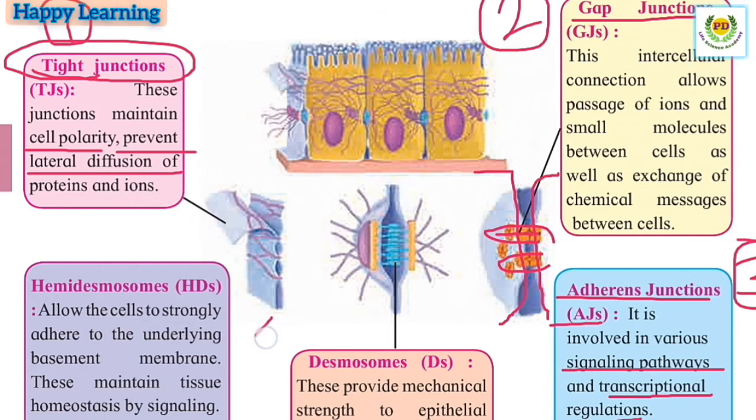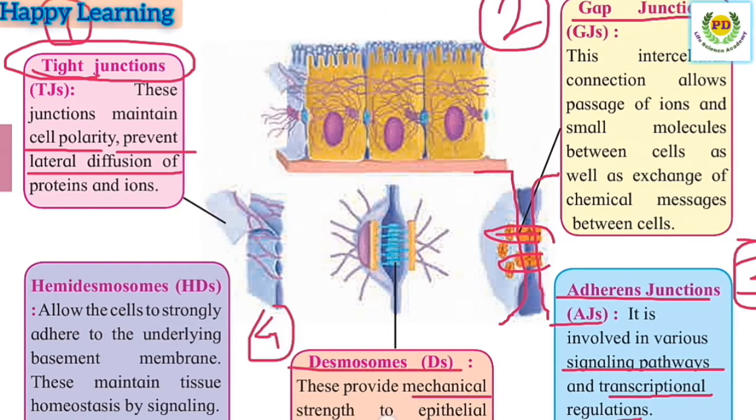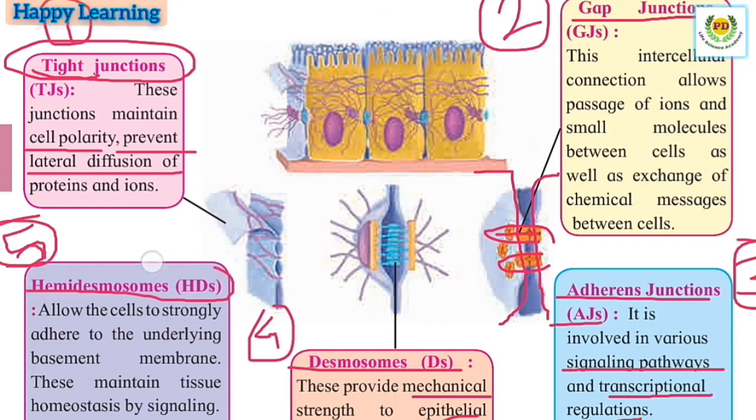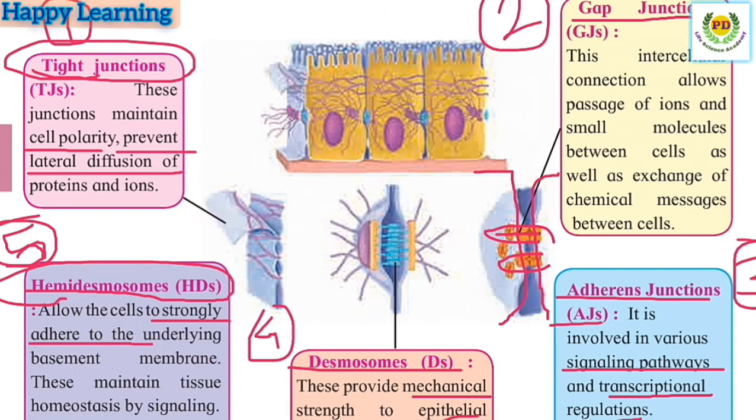Then fourth is the desmosomes. Desmosomes provide mainly mechanical support to the epithelial tissues and cardiac tissues. And the fifth cell junction is the hemidesmosome. It also allows strong adherence to the underlying basement membrane, and it also maintains homeostasis by signaling.